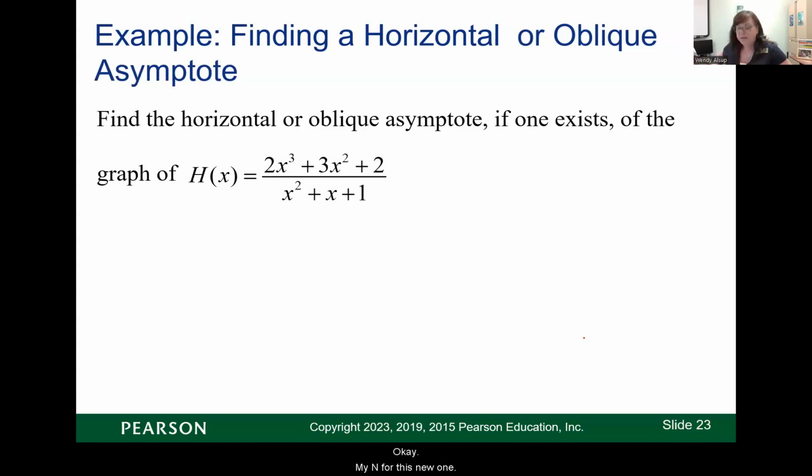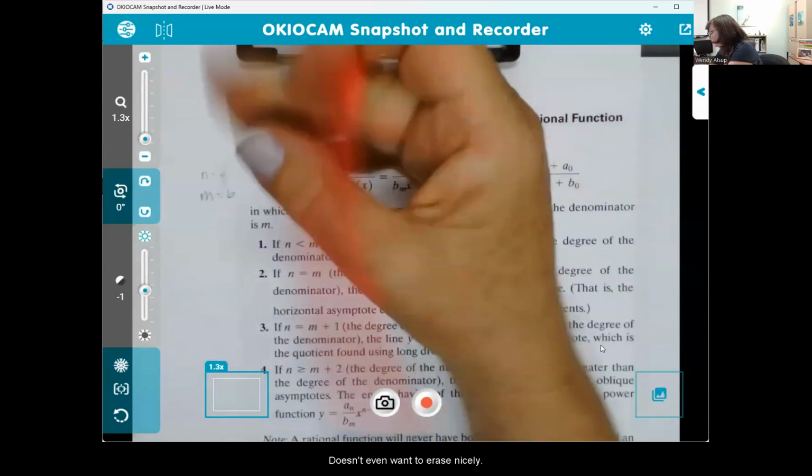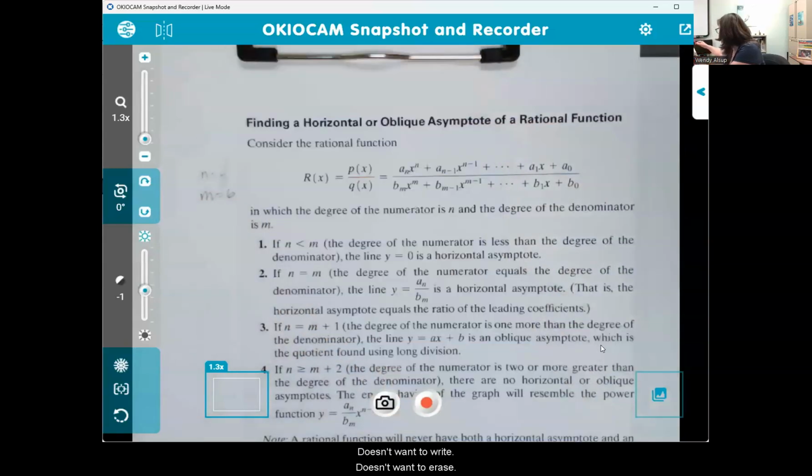Okay, my n for this new one, oh, it doesn't even want to erase nicely. Doesn't want to write, doesn't want to erase. Let me get a different one.